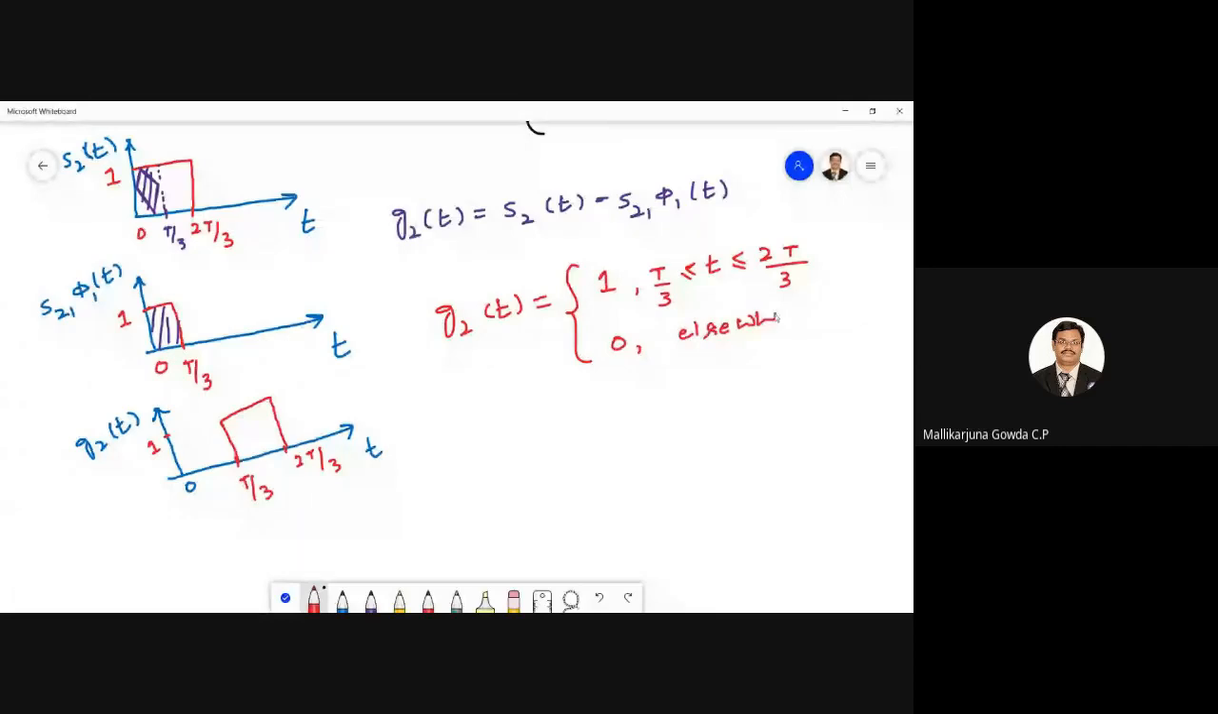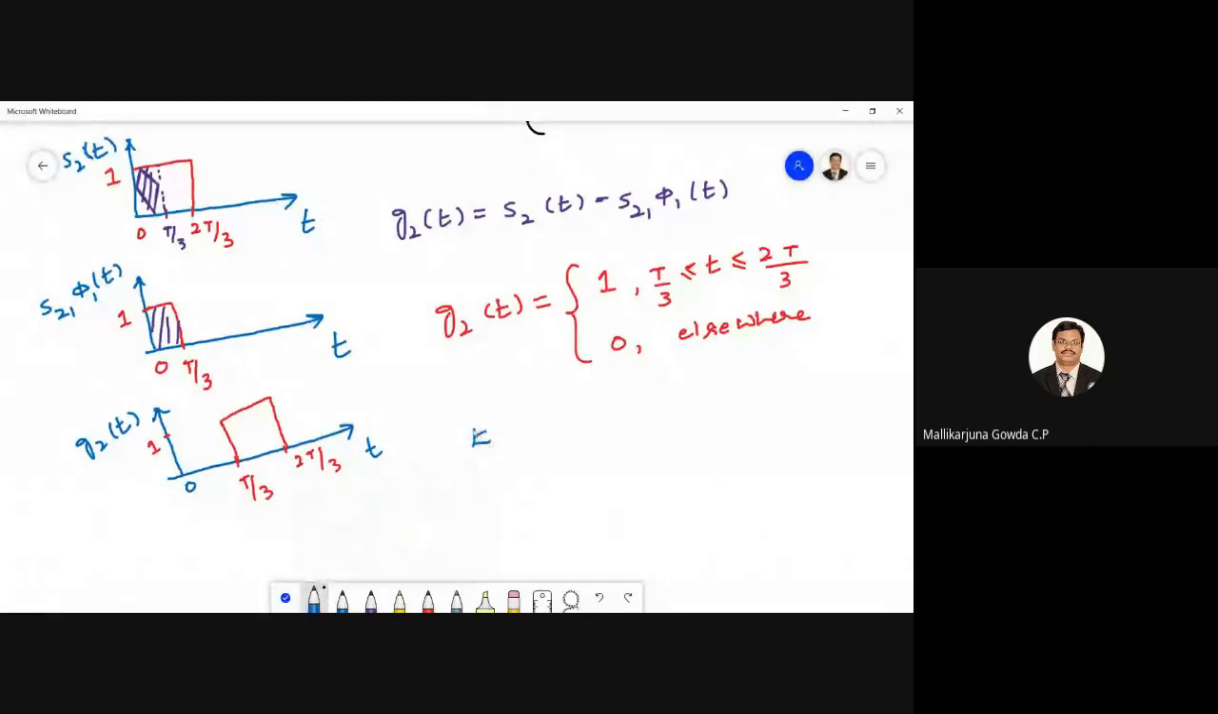So now I found what is G2 of t. Then I can find out what is the energy of the signal, right? If I find the energy of the signal, then I can substitute in the expression for pi 2 of t to find what is pi 2 of t. Okay. So can any one of you say what is the energy of the signal?